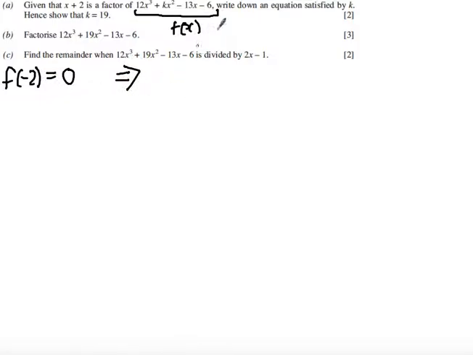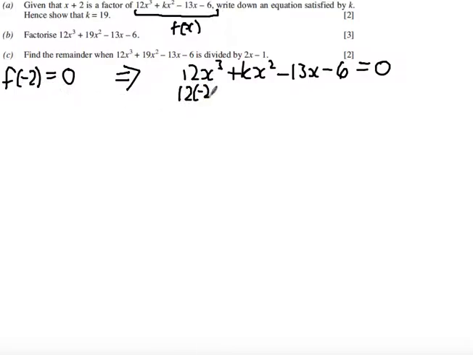So I can set up my equation this way, so I can put f of x, which is 12x cubed plus kx squared, minus 13x minus 6, equal to 0. At this point, I want to actually substitute in the x value minus 2. So I get 12 times minus 2 cubed, plus k times minus 2 squared, minus 13 times minus 2, minus 6 equal to 0. Notice that I haven't substituted in k equals 19.